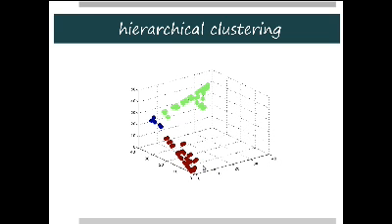Now, this is the result of hierarchical clustering. You can see this result is much better than the K-means clustering. You can see the boundary between each cluster is very clear. You can clearly tell which nodes belong to which group.